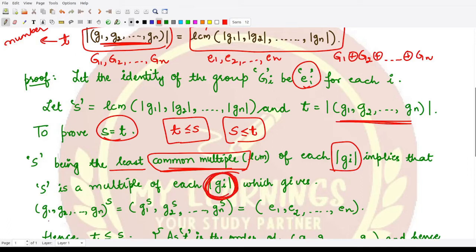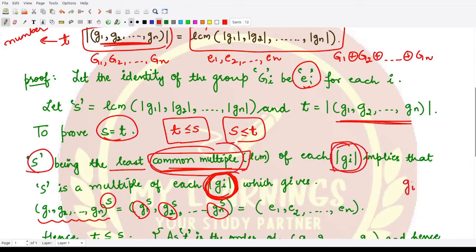So that means if we raise this element in the direct product to the power S, we would have each of these elements g1, g2 up to gn raised to the power S, right? And you see, because S is a common multiple of each of these orders, we would have gi raised to power S is equal to ei for each i. This would be true. So that is what we have written over here. g1 raised to power S would be e1, g2 raised to power S would be e2, gn raised to power S would be en. Why? Because S is a common multiple.